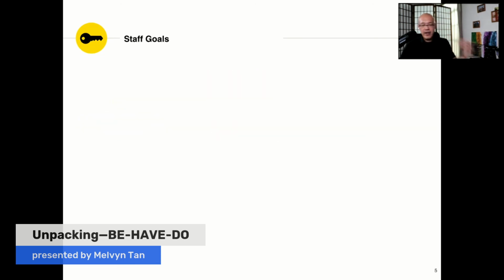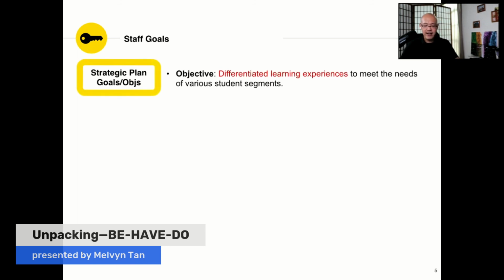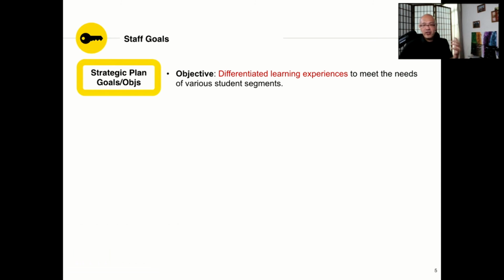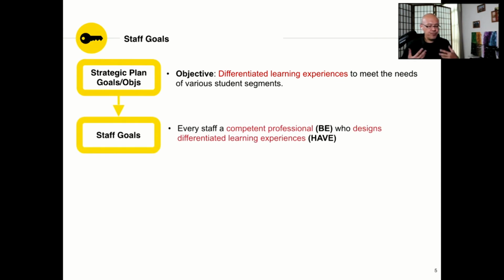Another example, which is slightly different, is a school that wants to have differentiated learning experiences for their students. Once again, they ask themselves, what kind of staff must we have in order to achieve that goal? We can say that we want every staff to be a competent professional, but what does it look like? Well, they must have the skill set to design differentiated learning experiences.